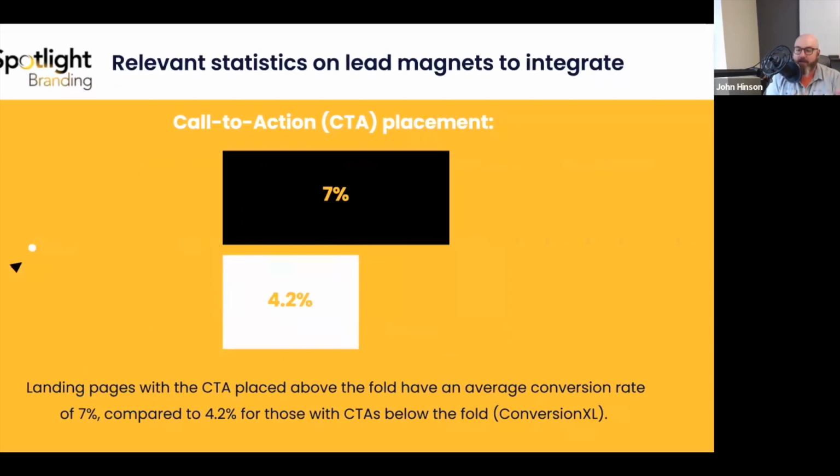Landing pages. I was going to ask you about this when you were talking about it, and I just didn't jump in. Landing pages with a call to action placed above the fold have an average conversion rate of 7% compared to 4.2% with it below the fold.